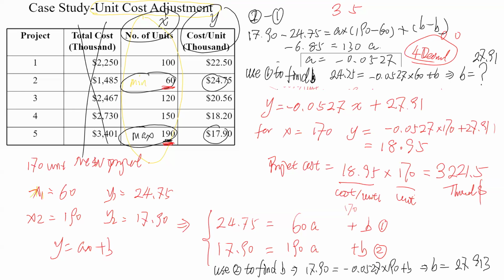The final cost is 3221 per time. That's your final cost for the project. Yes, you're right. Okay. So the equation y is equal to ax plus b is going to find this cost per unit, and you need to use this one, times back, to get your total project cost.